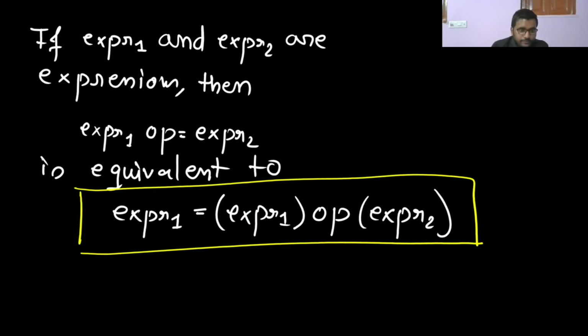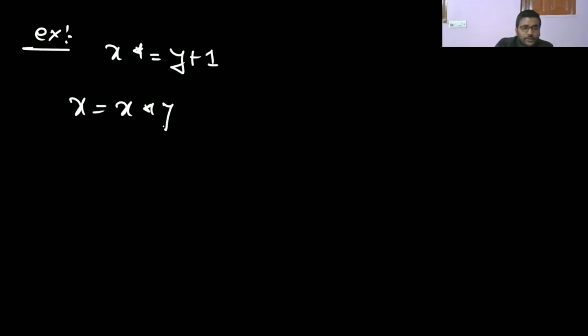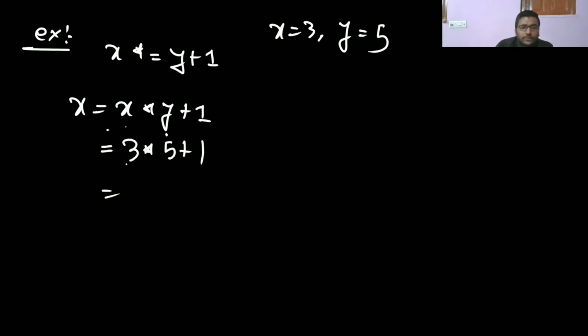So this will perform first. Let me take an example, with an example it will be more clear. Take x into equal to y plus 1. How will you execute? If you do x equal to x into y plus 1, then it is going to be wrong, because we are going to do x into y first. Let's take x equal to 3, y equal to 5. Then you will get 3 into 5 plus 1, this will perform first because it has higher precedence, 15 plus 1, it is going to be 16, which is wrong.